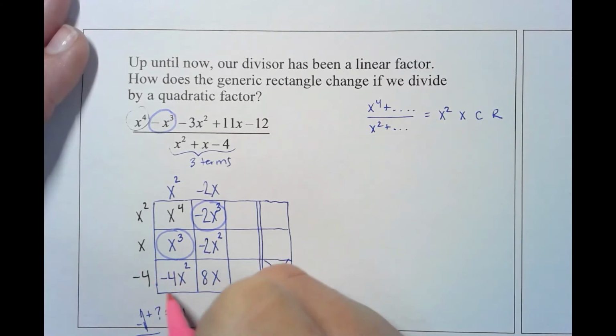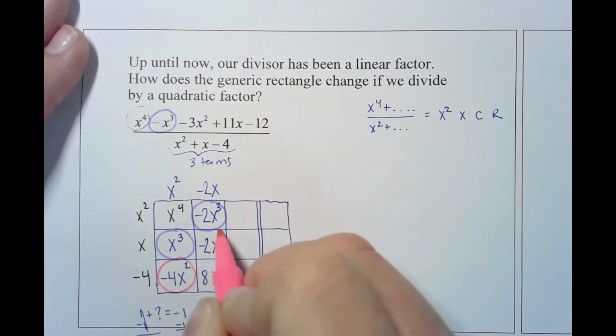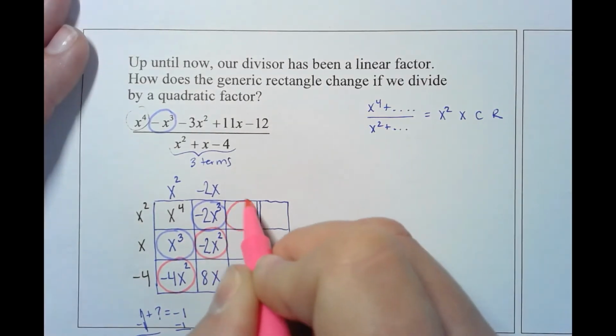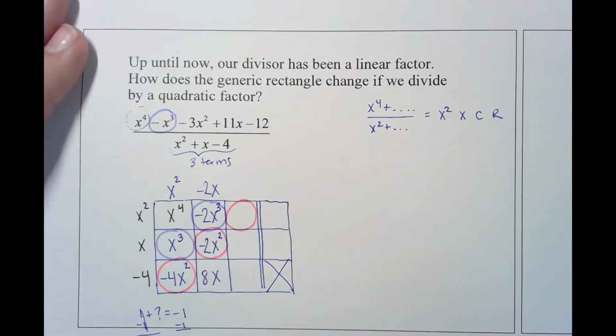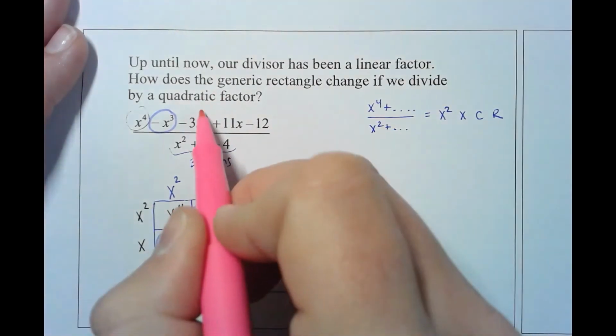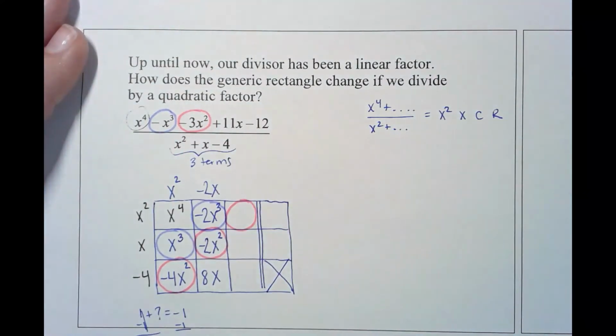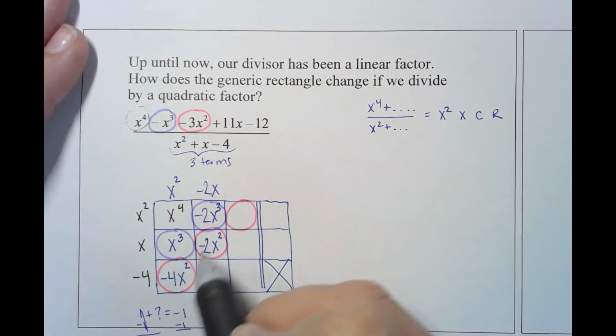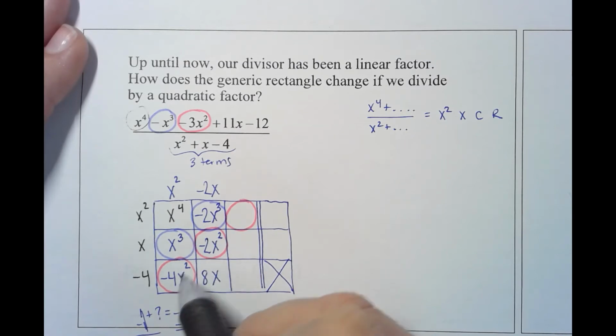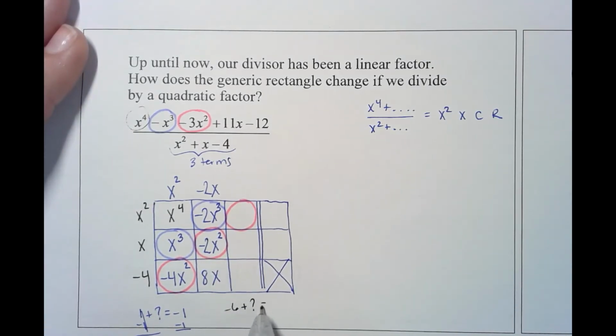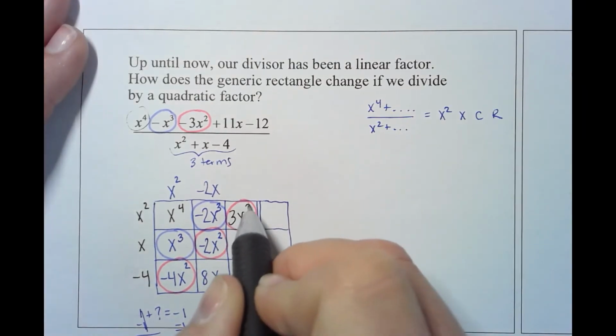Now, come all the way back here. 1, 2, 3 boxes in the diagonal. These are my x squareds, and I need a grand total of negative 3 of them. Right now, these 2 boxes together, I have negative 6x squared. Negative 6 plus what gives me negative 3? And the answer is 3x squared.